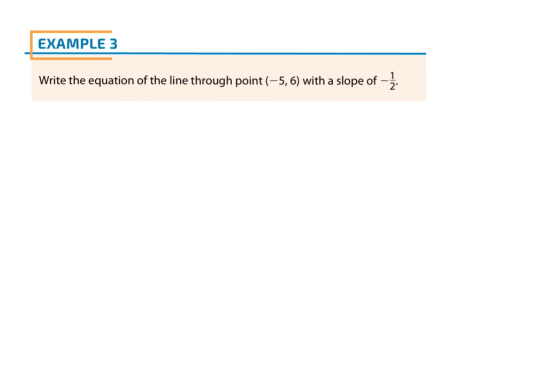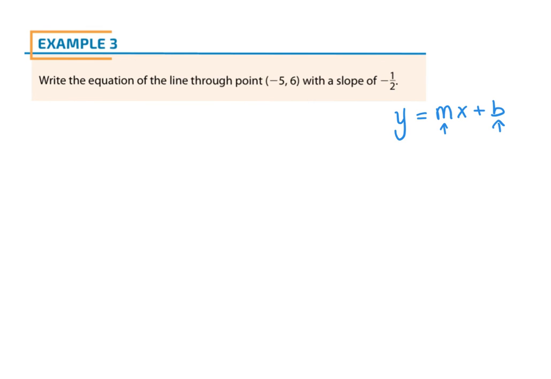This is write the equation of the line through the point negative 5, 6 with a slope of negative 1/2. All right, so they gave us a point, but they did not give us the y-intercept. If they had said, here's the slope and here's the y-intercept and write the equation of the line, then you can literally just take it and say, plug the slope in here, plug the y-intercept here. Okay, but they didn't give us that. They gave us an x and y, not necessarily the y-intercept.